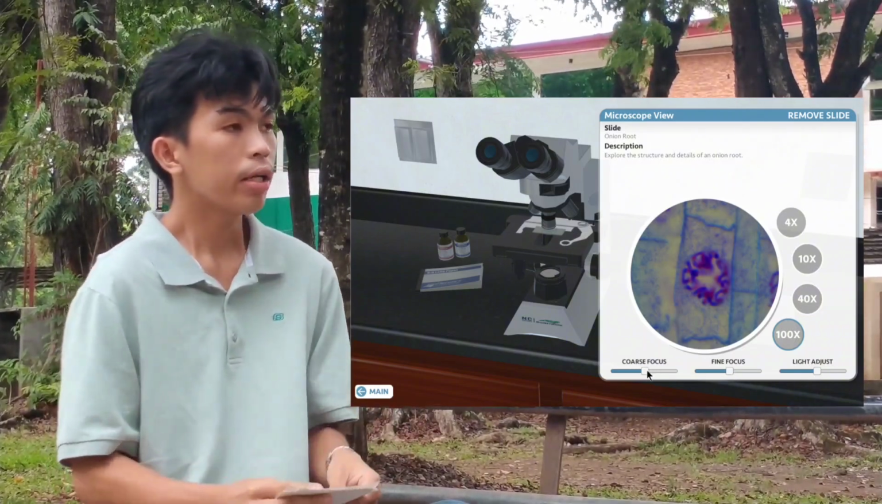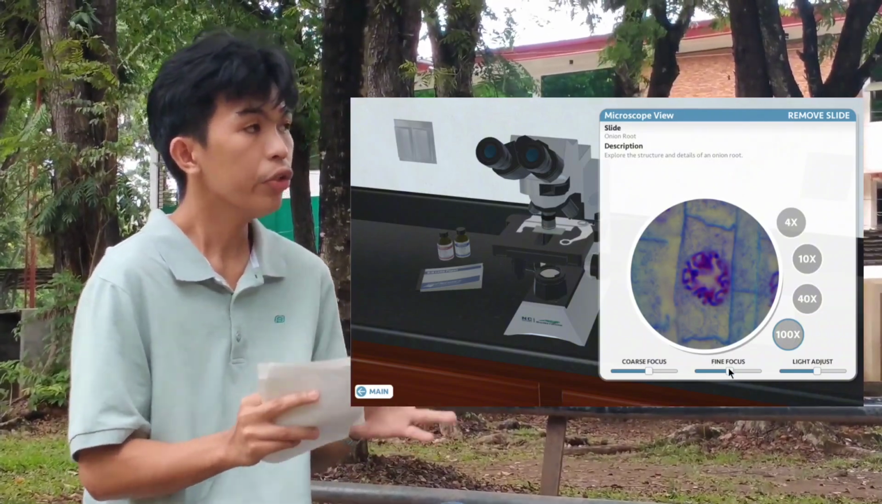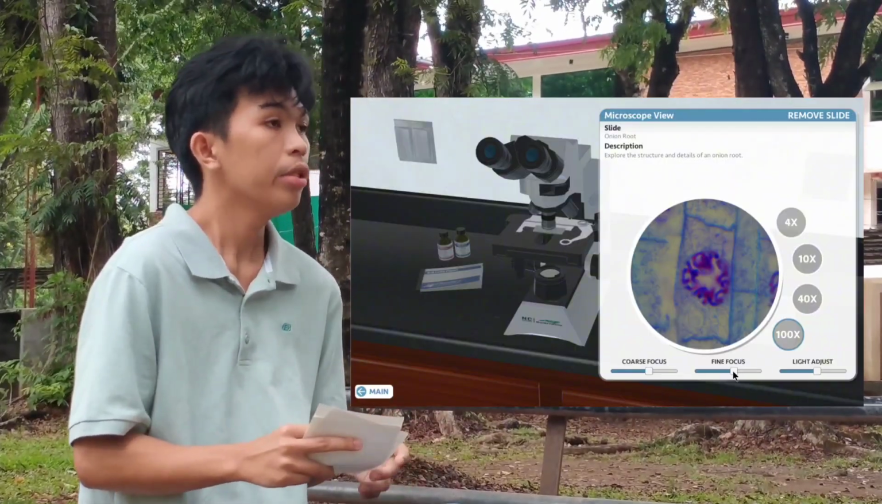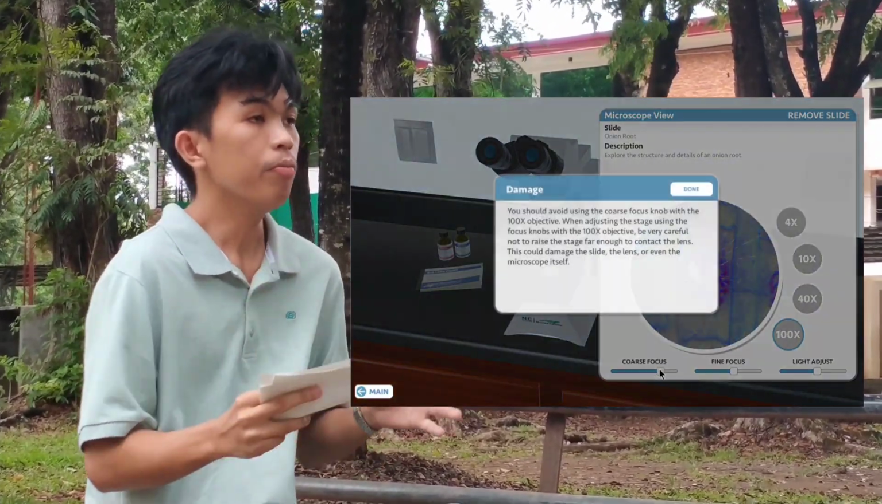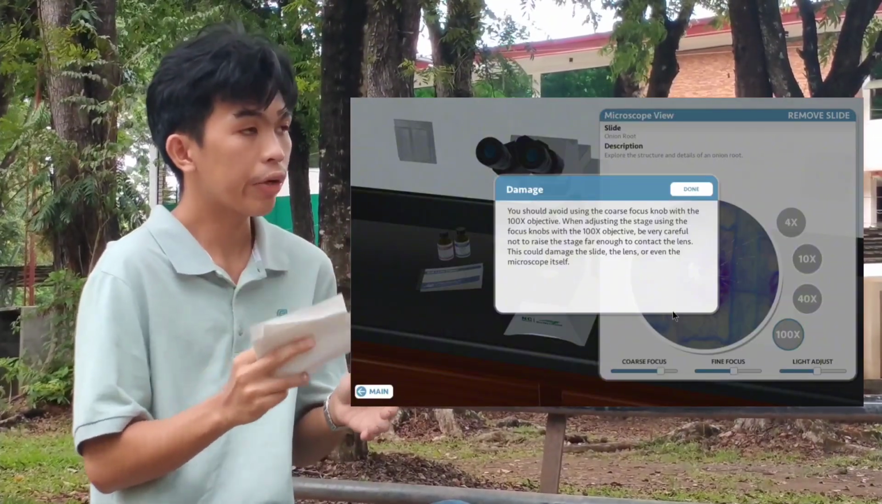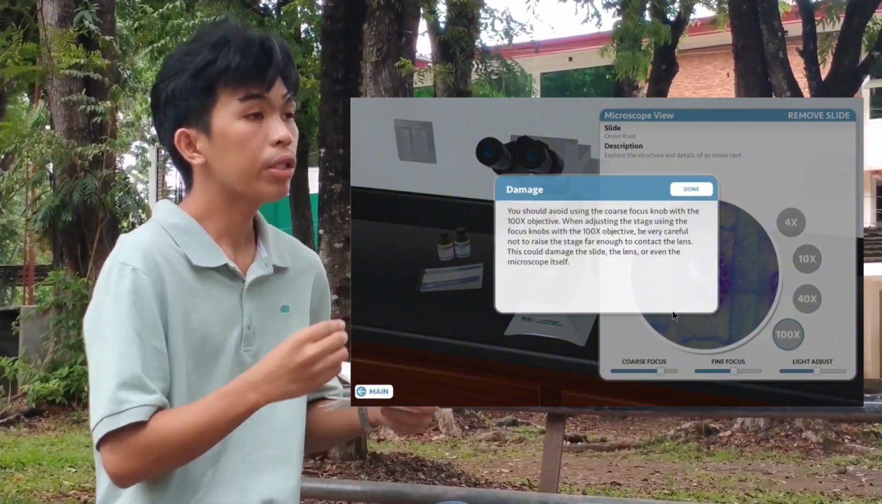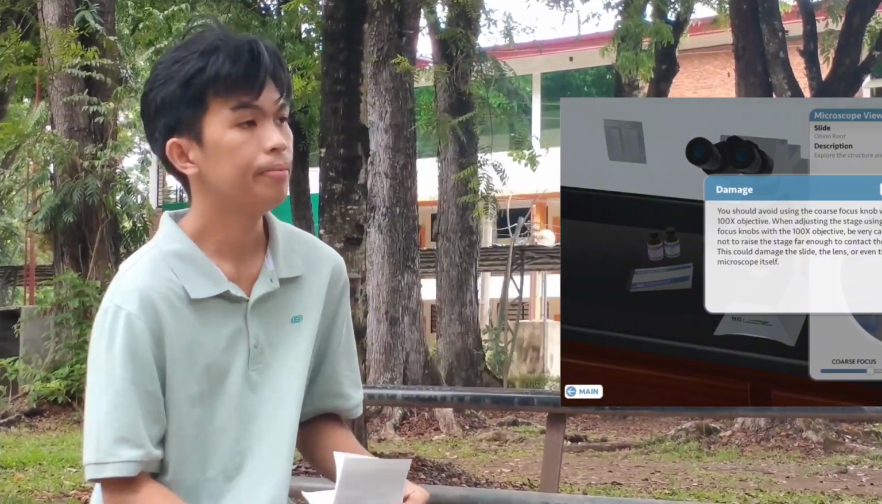When you switch to the 100 times lens and you try to use the coarse knobs, it gives you a warning. And if you ignore it, boom! The simulation will show a crack on the lens, just like what could happen in a real lab.